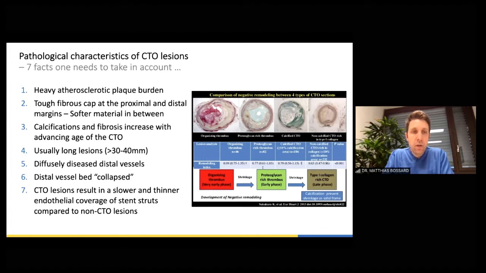What we also need to take into account is that CTO lesions usually lead to a slower and thinner endothelial coverage of stent struts once those lesions have been treated with contemporary drug-eluting stents. And that's actually important if you think about long-term outcomes of those lesions after stent placement.